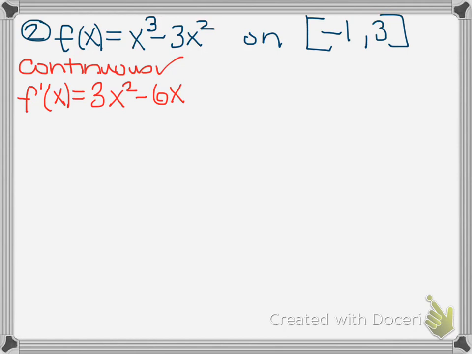Again, critical values occur when the derivative is what? You should be saying to yourself, equal to 0 or undefined. In this case, again, we are never undefined. Okay? Never undefined. It's a quadratic. When I go to set it equal to 0, 3x squared minus 6x equals 0. How do I solve? Well, I factor.